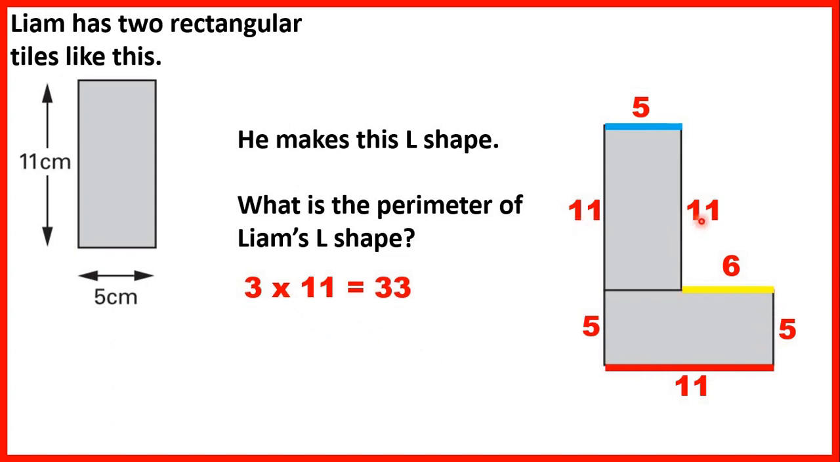We have 3 lengths of 11 centimetres, and 3 times 11 is 33. We have 3 lengths of 5 centimetres, and 3 times 5 is 15, and we have 1 length of 6 centimetres. So the perimeter is the total length around the outside, so we can add those lengths. 33 plus 15 plus 6 is 54, so the perimeter of Liam's L shape is 54 centimetres.